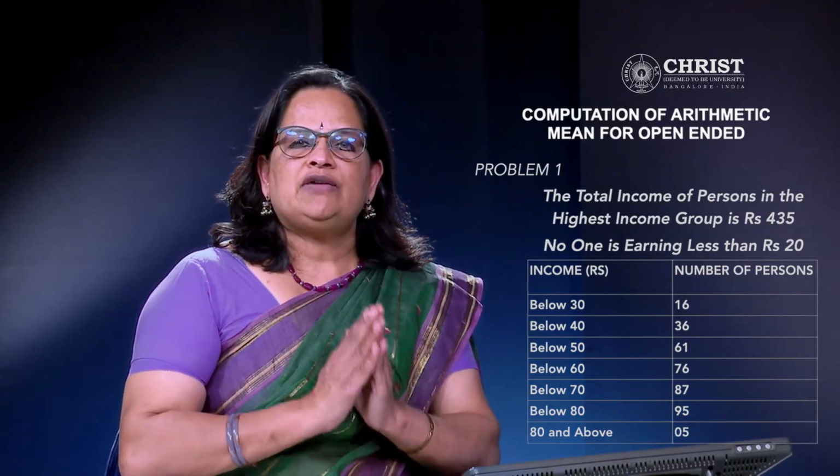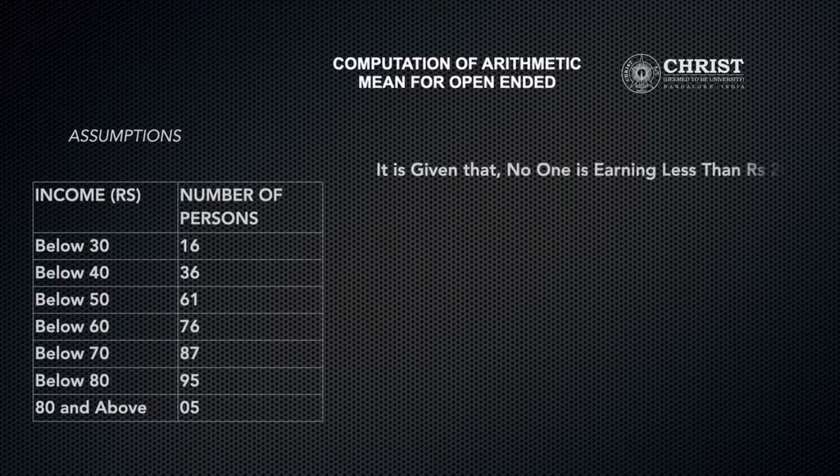So the question gives below 30, below 40, below 50, below 60, below 70, below 80, and the number of persons 16, 36, 61, 76, 87, 95 and 5. So this is an inclusive class. We have to convert it into an exclusive class. Since no one is earning less than 20, the first class is assumed as 20 to 30.